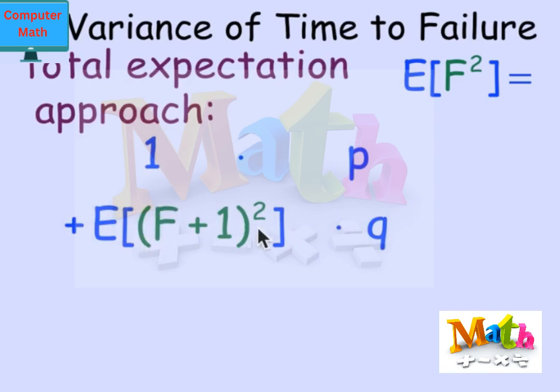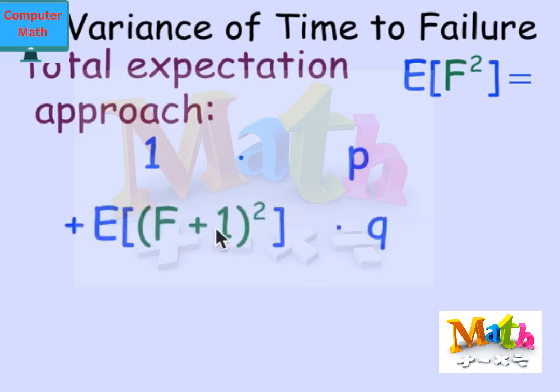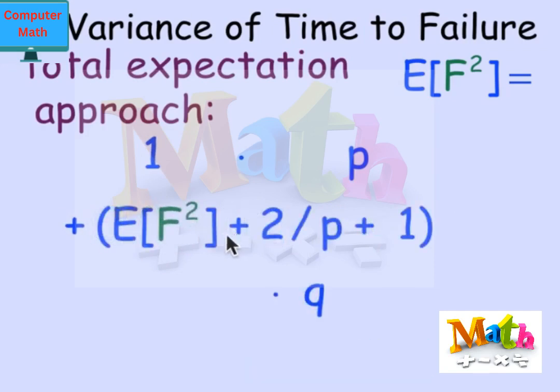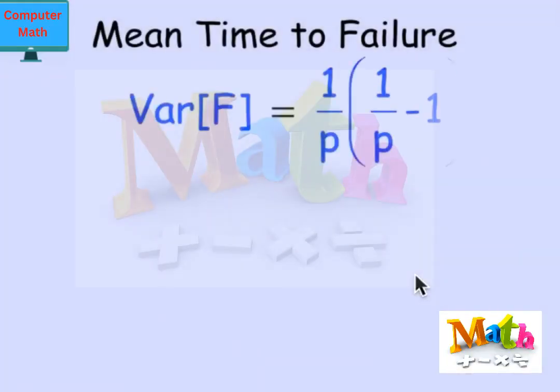So the expectation of f squared is the sum over the possible values that f squared can take, namely the sum from k equals 1 to infinity of k squared times the probability that f squared is equal to k squared. Well, of course, the probability that f squared is equal to k squared is the same as the probability that f equals k. And we know what that is. It's a geometric distribution. So the probability that f equals k is q to the k minus 1 times p.